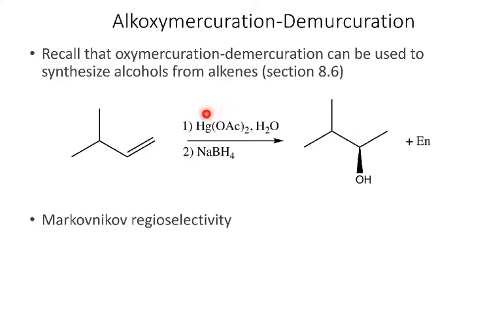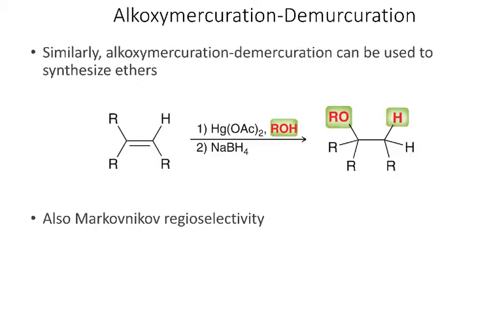So when we use this mercury acetate compound with water and then hit it with sodium borohydride, we add an OH using Markovnikov regioselectivity, right? And we don't get a carbocation rearrangement, right? So let's see on the next slide what alkoxymercuration demercuration looks like.